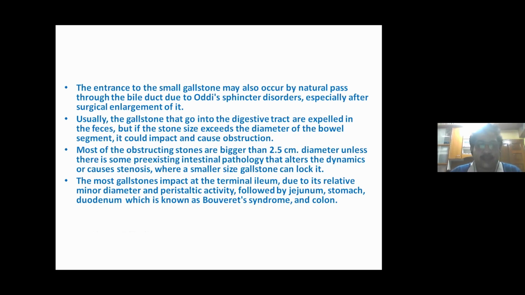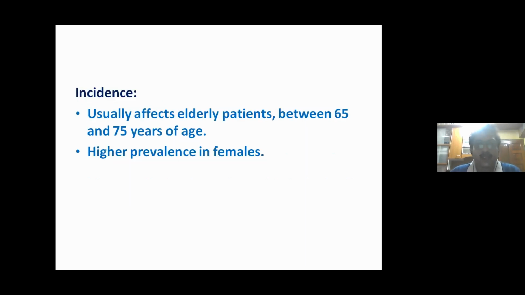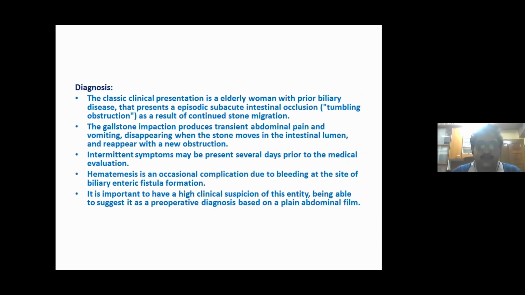Most gallstones impact the terminal ileum due to its relatively smaller diameter and persistent activity, followed by the jejunum, stomach, duodenum, which is known as Bouveret syndrome, and colon. Incidence usually affects elderly patients between 65 and 75 years of age, with higher prevalence in females.